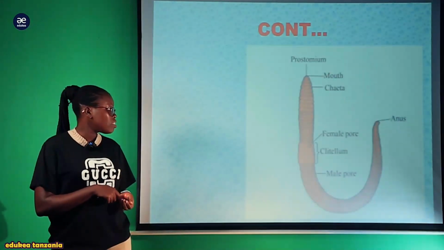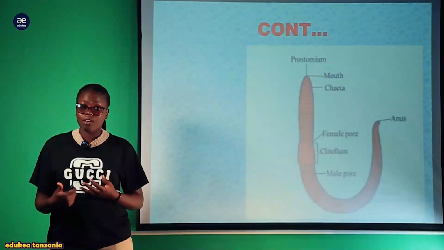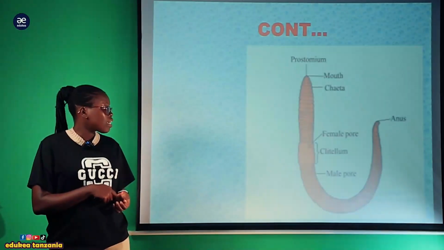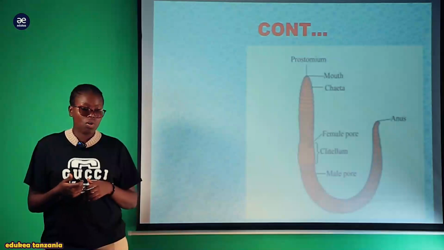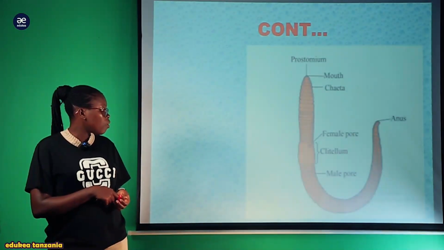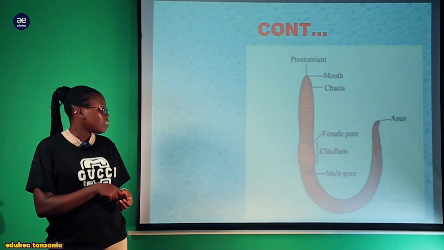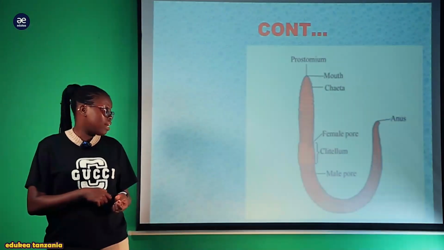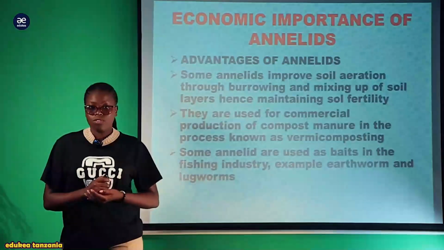Also, we see that this earthworm is hermaphrodite, meaning that it has both male and female parts in the same organism. In the female, the eggs are deposited in a structure called the cocoon, and this is the male pole. And this is the clitellum, which secretes the cocoon where the eggs are deposited. And this is an anus, indicating that this organism has a complete digestive system. It has the mouth for ingestion and the anus for egestion. That was all about the phylum Annelida.